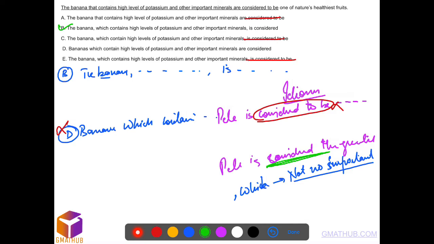There is another way we can eliminate D, which is "bananas which contain high levels of so and so." The meaning it tells me is out of some bananas, some bananas contain potassium, and that's why they are considered good. That means some bananas are considered good because they contain potassium, not all of them. So that is the wrong meaning to be conveyed here, and B conveys the right meaning.